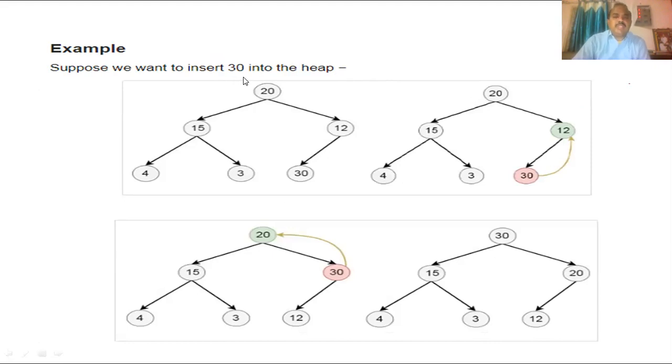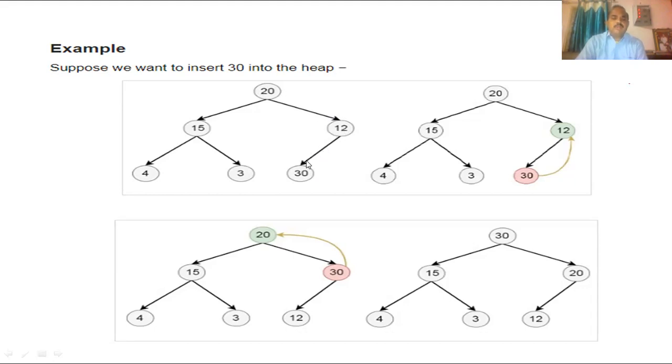For example, the element to insert is 30. First, simply add 30 as a leaf node. Then check the condition: 30 is greater than 12? Yes. Then swap it. Then the next one: 30 is greater than 20? Yes. Then swap it. Clear?